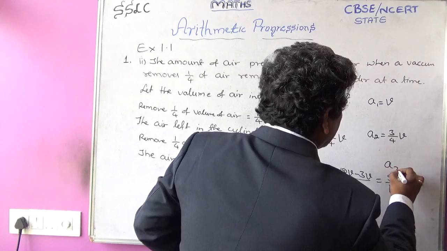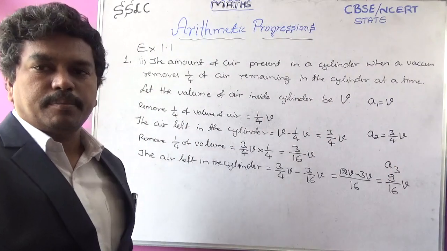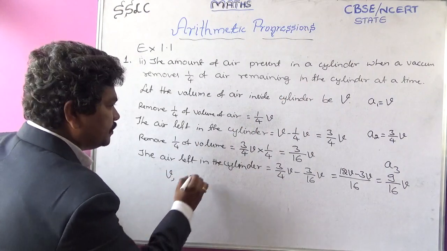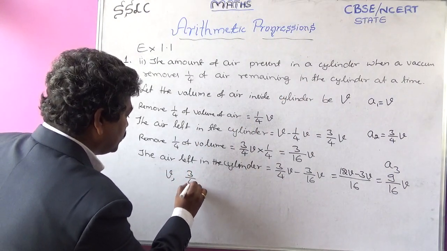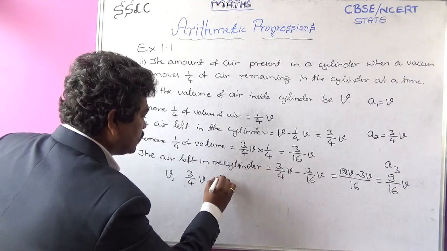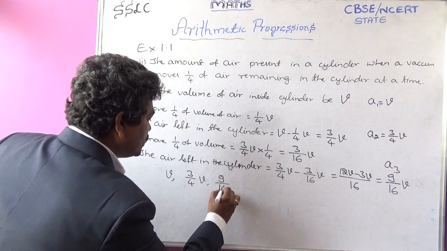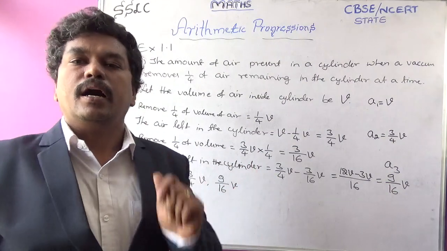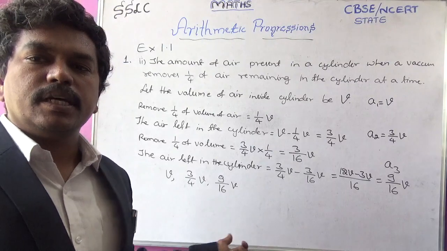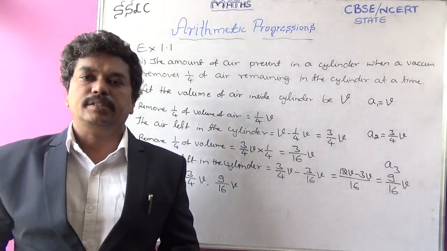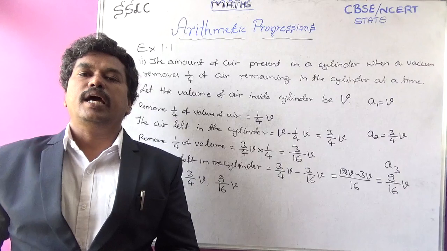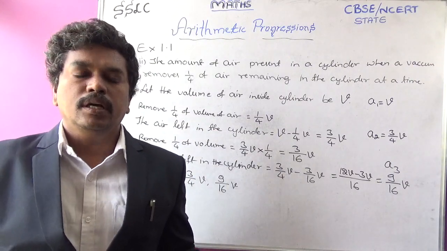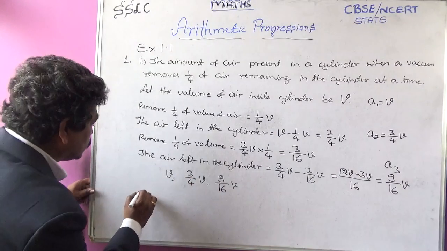Here this is the third term. A3 is 9/16th of V. So now we write the terms here. First term is V, second term is 1/4 of V, and the third term is 9/16th of V. If these form an AP or not, how can you find out? We have to calculate the value of D to decide whether these are in AP or not.